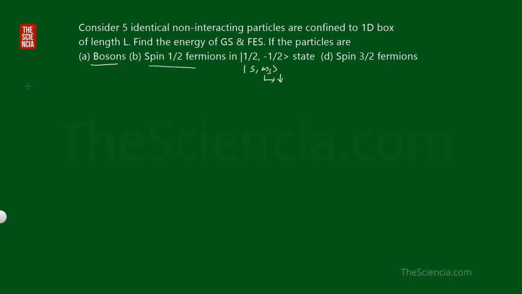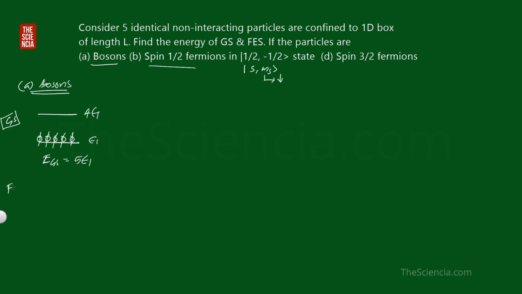So first we are going to discuss question A, about bosons. The energy states of the 1D box are E1 and 4E1. Here in the first case, consider 5 identical particles that are all bosons. We can fill all 5 bosons in the E1 energy state, because for bosons there is no restriction. This is the ground state distribution, so the ground state energy is 5E1.